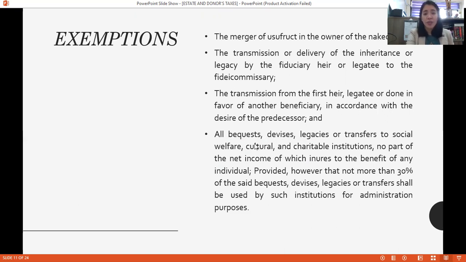And all bequests, devises, legacies, or transfers to social welfare, cultural, and charitable institutions, no part of the net income of which inures to the benefit of any individual, provided, however, that not more than 30%, ito yung importante, not more than 30% daw ng bequests, devises, legacies, or transfers shall be used by such institutions for administration purposes. So remember, the exempted transfers.